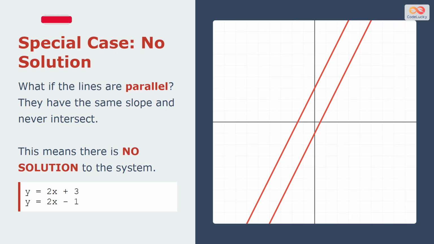Sometimes, the lines you graph are parallel. This means they have the same slope and will never, ever intersect. In this situation, there is no point that can make both equations true, which means there is no solution to the system.